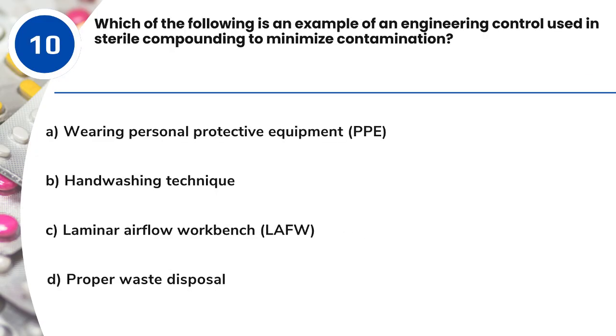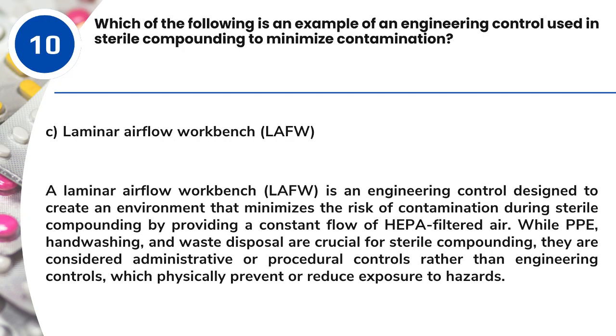Question 10. Which of the following is an example of an engineering control used in sterile compounding to minimize contamination? A. Wearing personal protective equipment, PPE. B. Hand-washing technique. C. Laminar airflow workbench, LAFW. D. Proper waste disposal. Answer C.